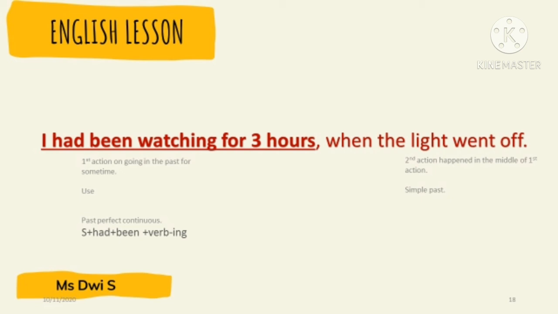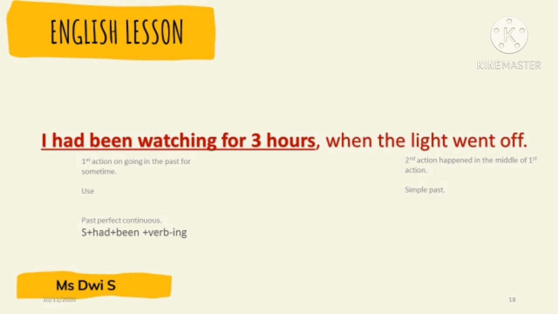I had been watching for 3 hours is the first action that was ongoing in the past for 3 hours. And it is called past perfect continuous. Past perfect continuous. You only need subject, had been, and verb ing.